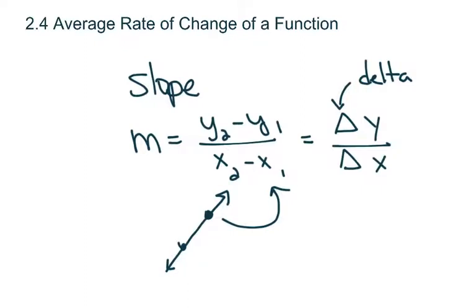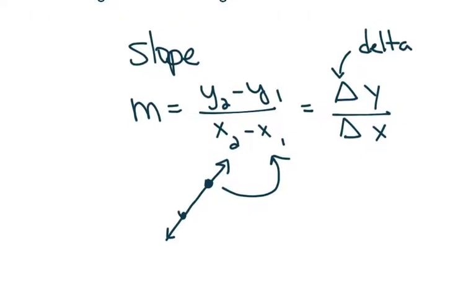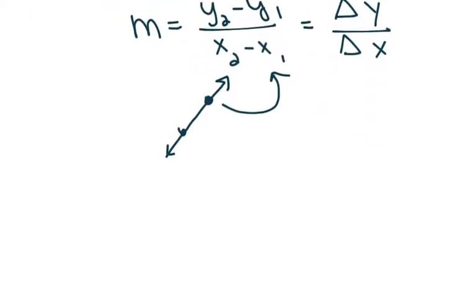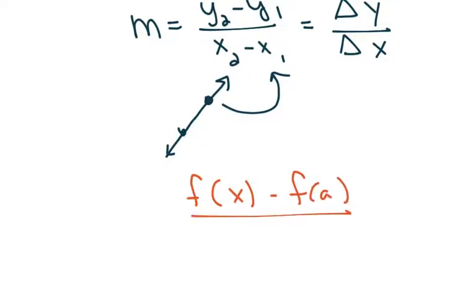We don't always want to know the slope of something that's linear. Sometimes we want to know the slope of just a portion of a graph. And that's where average rate of change comes in. In the real world, we want to know how fast things change over time. So I'm going to give you another formula that's actually the same as the slope formula. It's f of x minus f of a over x minus a.